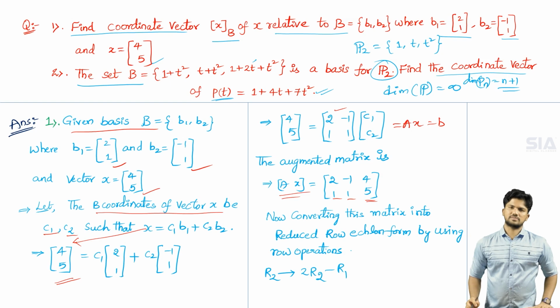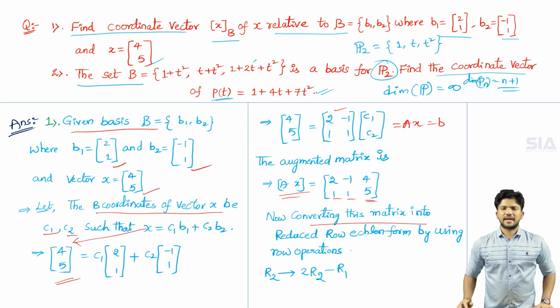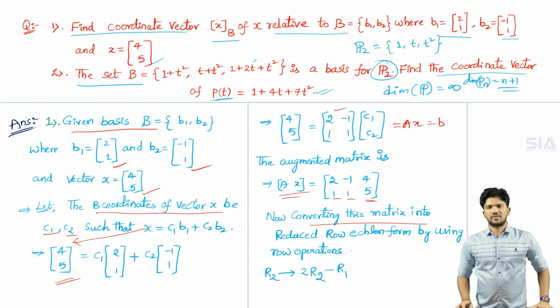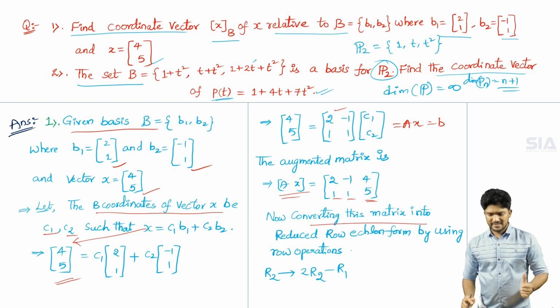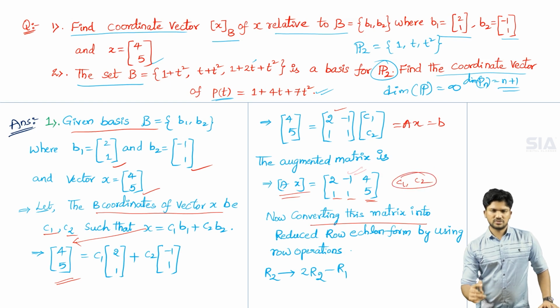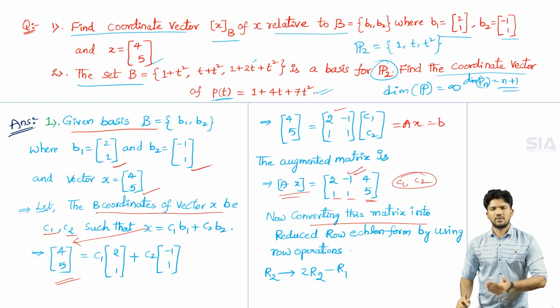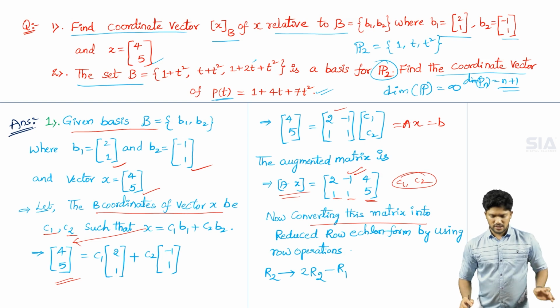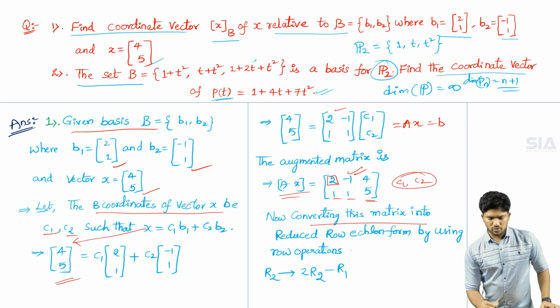So 4 5, that is the augmented matrix. This is a rectangular matrix, 2 rows and 3 columns. Now converting this matrix into row reduced echelon form. So now our aim is we have to find out the C1 C2 values. To find those values, this augmented matrix we have to convert into row reduced echelon form by using the row operations.